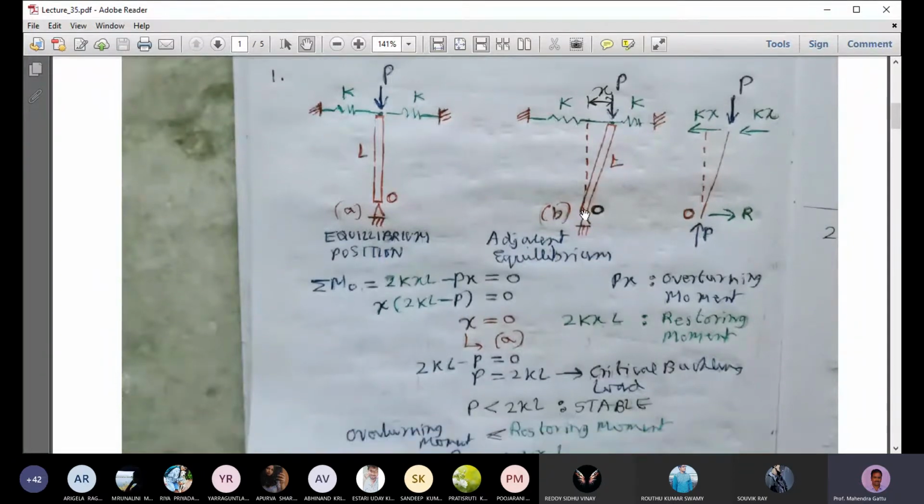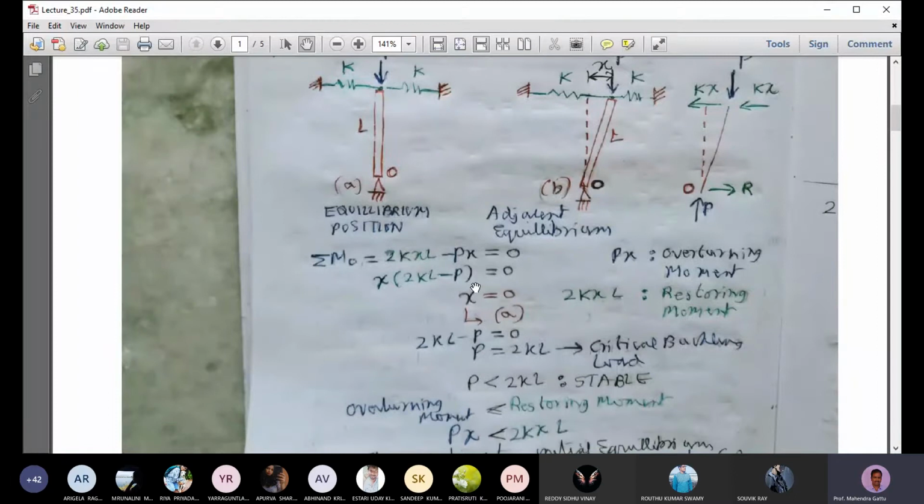We can apply the moment equilibrium about this point O. We have Px, which is in the clockwise direction, so minus Px, and 2kxL, which is in the anti-clockwise direction. This is in equilibrium, so sigma M_O is 0. We can take x common, and we get x into (2kL minus P). So there are two solutions. One is x equal to 0, which is a trivial solution, because it is just the initial configuration which is in equilibrium. The second solution is 2kL minus P is 0, so P is equal to 2kL. So we get the critical buckling load as 2kL.